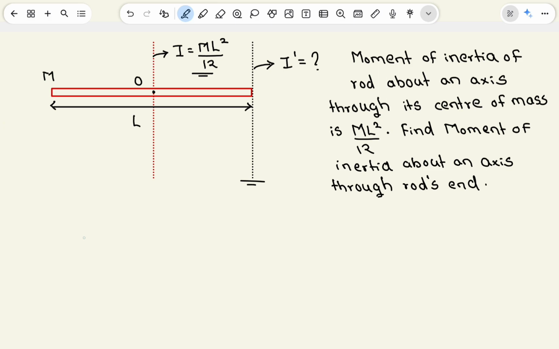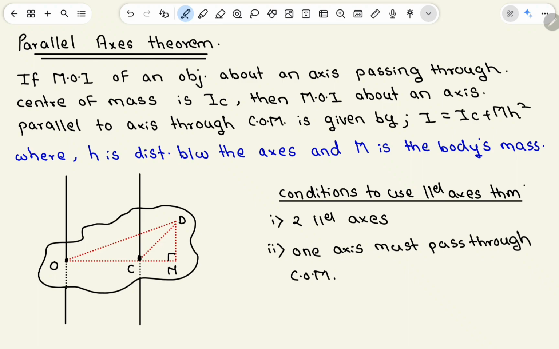So to find the answer to this question, let's first study the topic of today's lecture and then solve this question. To solve this question, we need to understand a topic called the parallel axis theorem. Once we understand this theorem, we will be in a position to answer this question, which will be done at the end of the lecture. So let's start with the statement of the parallel axis theorem.